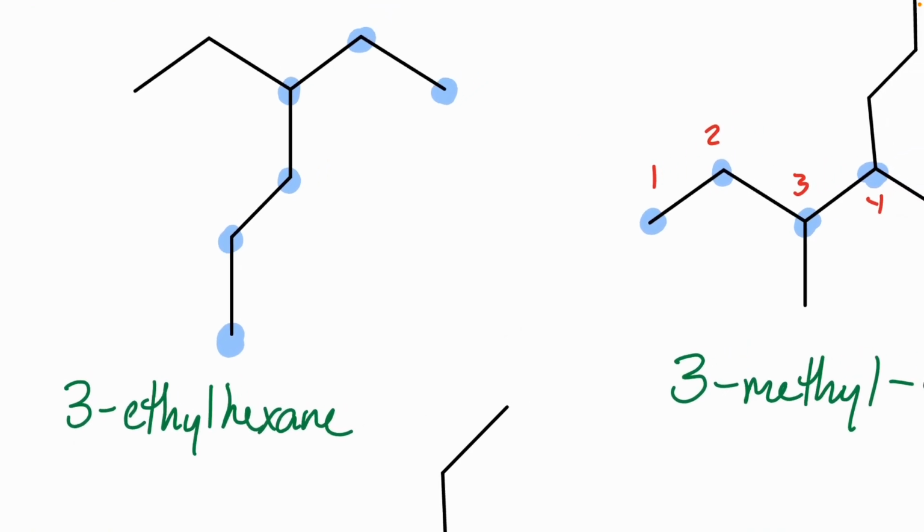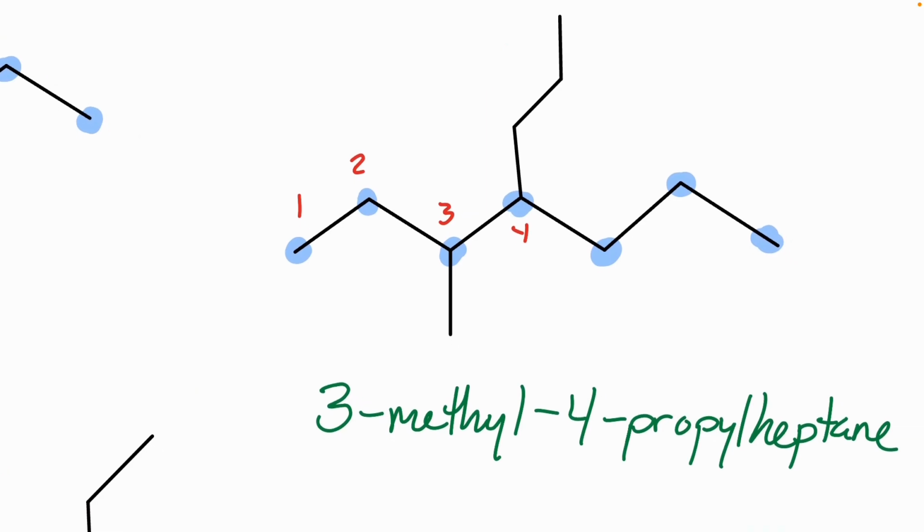All right, for this one, remember that your parent chain has to be the longest continuous set of carbons. It doesn't matter how it's drawn on the page, you got to find that longest continuous set of carbons. So in this case, these in blue here, these 6 would be my parent chain. And this 2 carbon group right here, the ethyl group, would be my substituent. So this would be 3-ethylhexane.